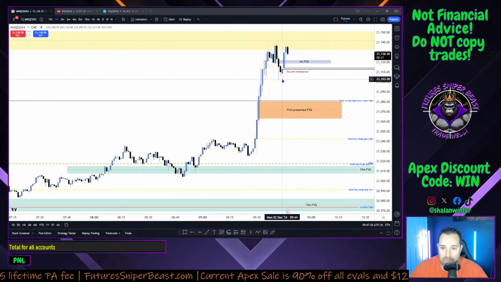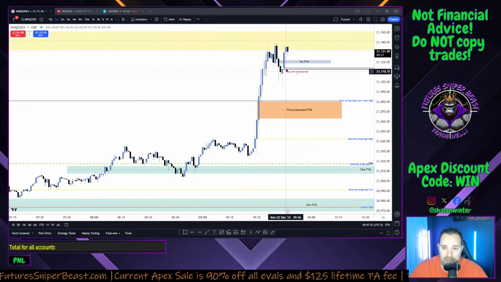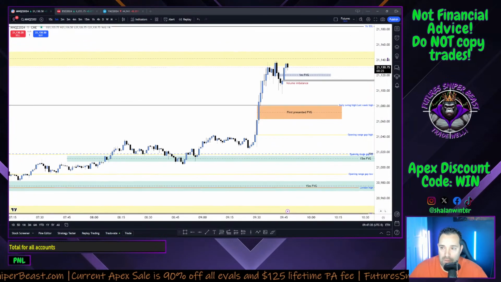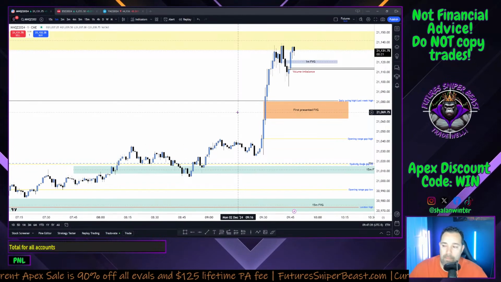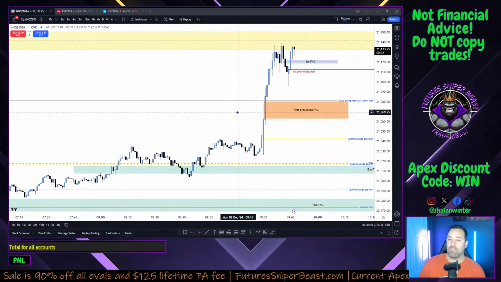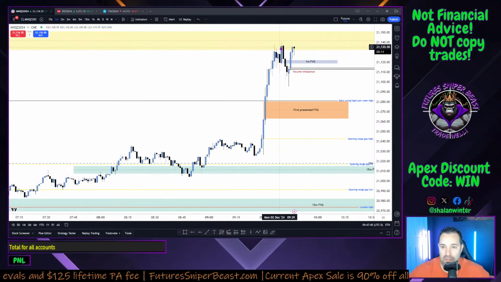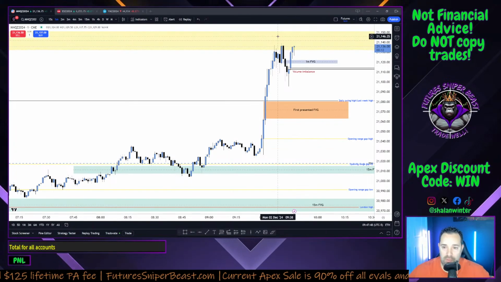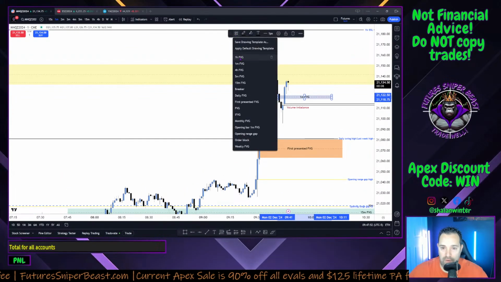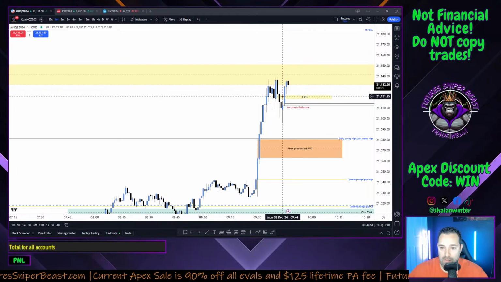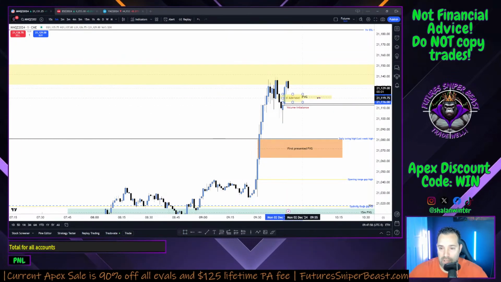See, now we have this pullback, and it was just a deeper pullback, I believe, a deeper retracement into this move up. And I think we're going to go up here. And that's why I was saying this right here, this inversion, can just cause some chop, basically. So now we inverted this fair value gap immediately.